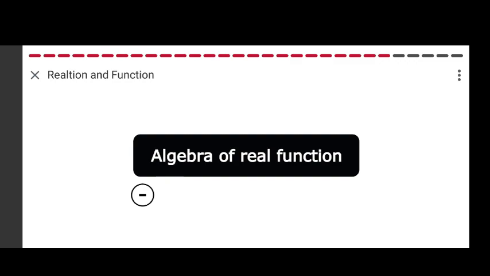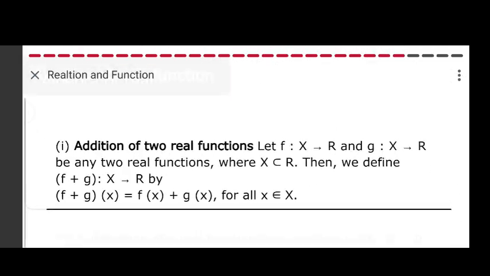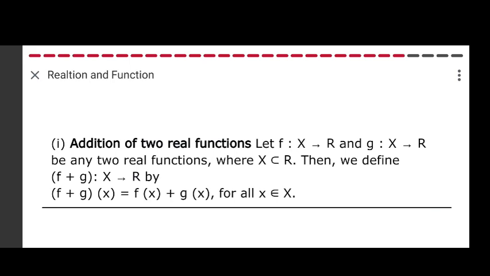Algebra of real functions. I. Addition of two real functions. Let f: X → R and g: X → R be any two real functions, where X ⊂ R. Then we define f + g: X → R by (f + g)(x) = f(x) + g(x) for all x in X.